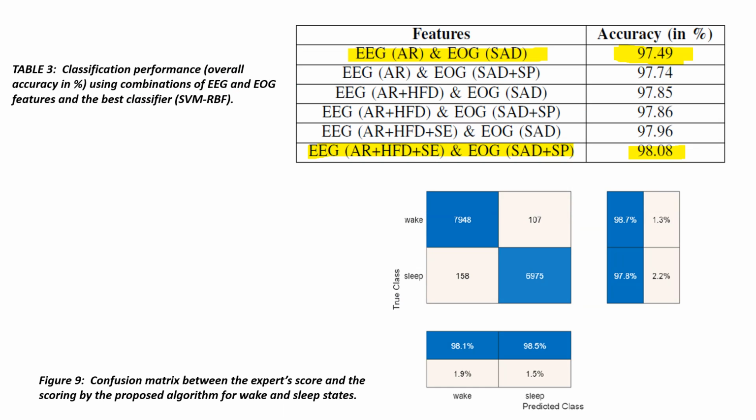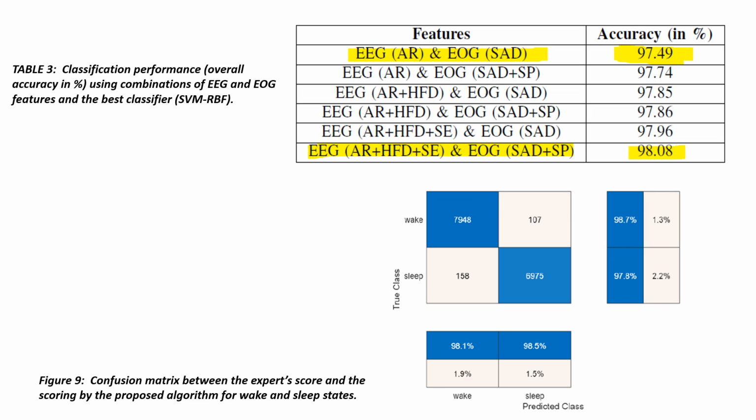Now here we are showing the classification performance, that is overall accuracy in percentage, using combinations of both EOG and EEG features, and the best classifier is SVM-RBF. So this table is only for the SVM-RBF classifier.